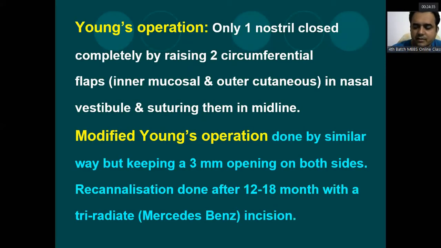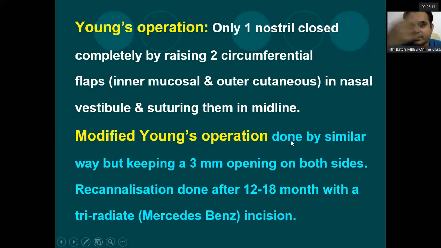Surgical treatment, right? So Young's operation. There is Young operation and there is modified Young operation. Sometimes this can be asked in your OSCE. Only one nostril is closed completely by raising two circumferential flaps, inner mucosal and outer cutaneous, in the nasal vestibule, and suturing them in the midline. You are not asked how it is done, but the question can be what is the surgical treatment for atrophic rhinitis, and in the options, one of the options can be Young's operation. And then there is a modified Young operation.